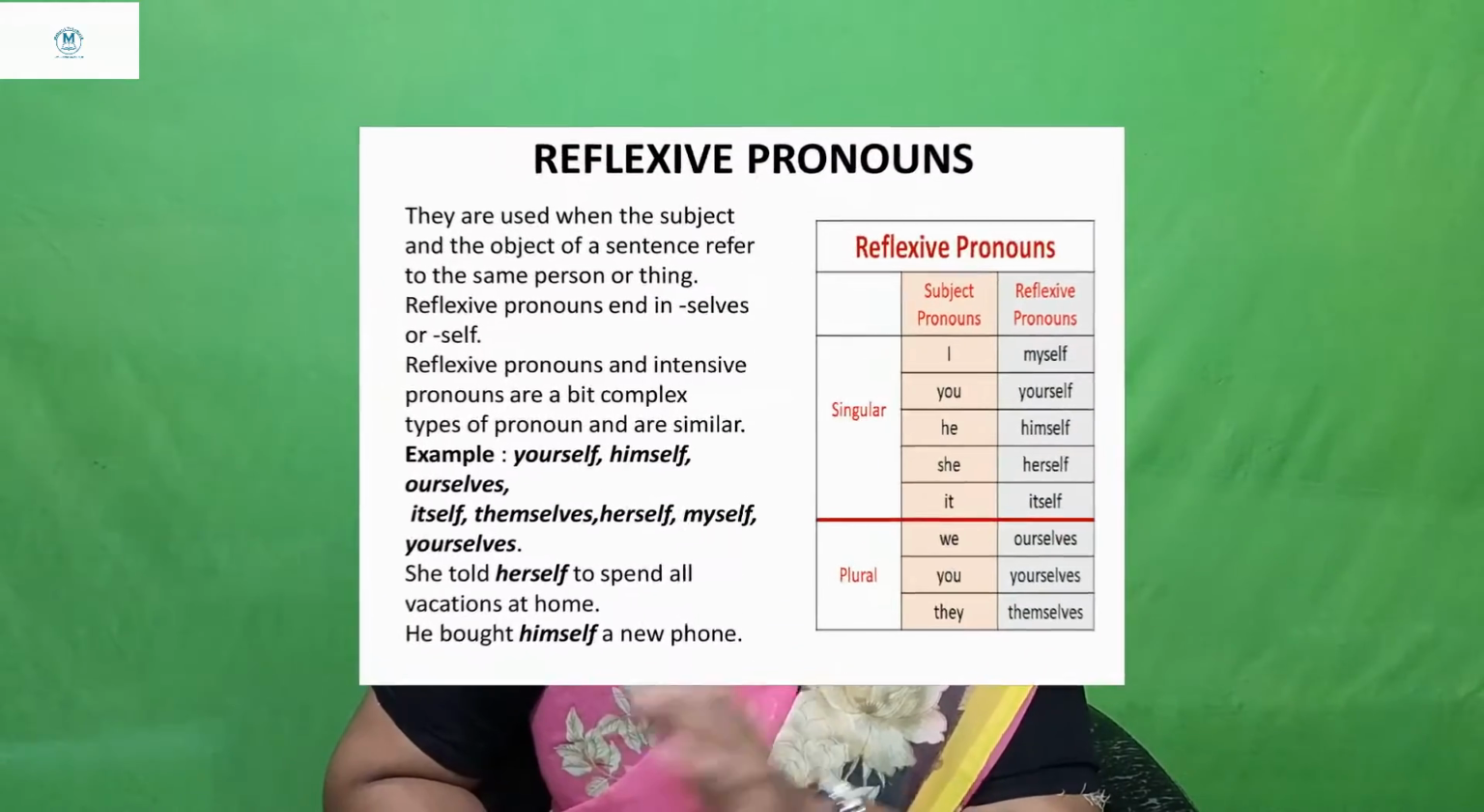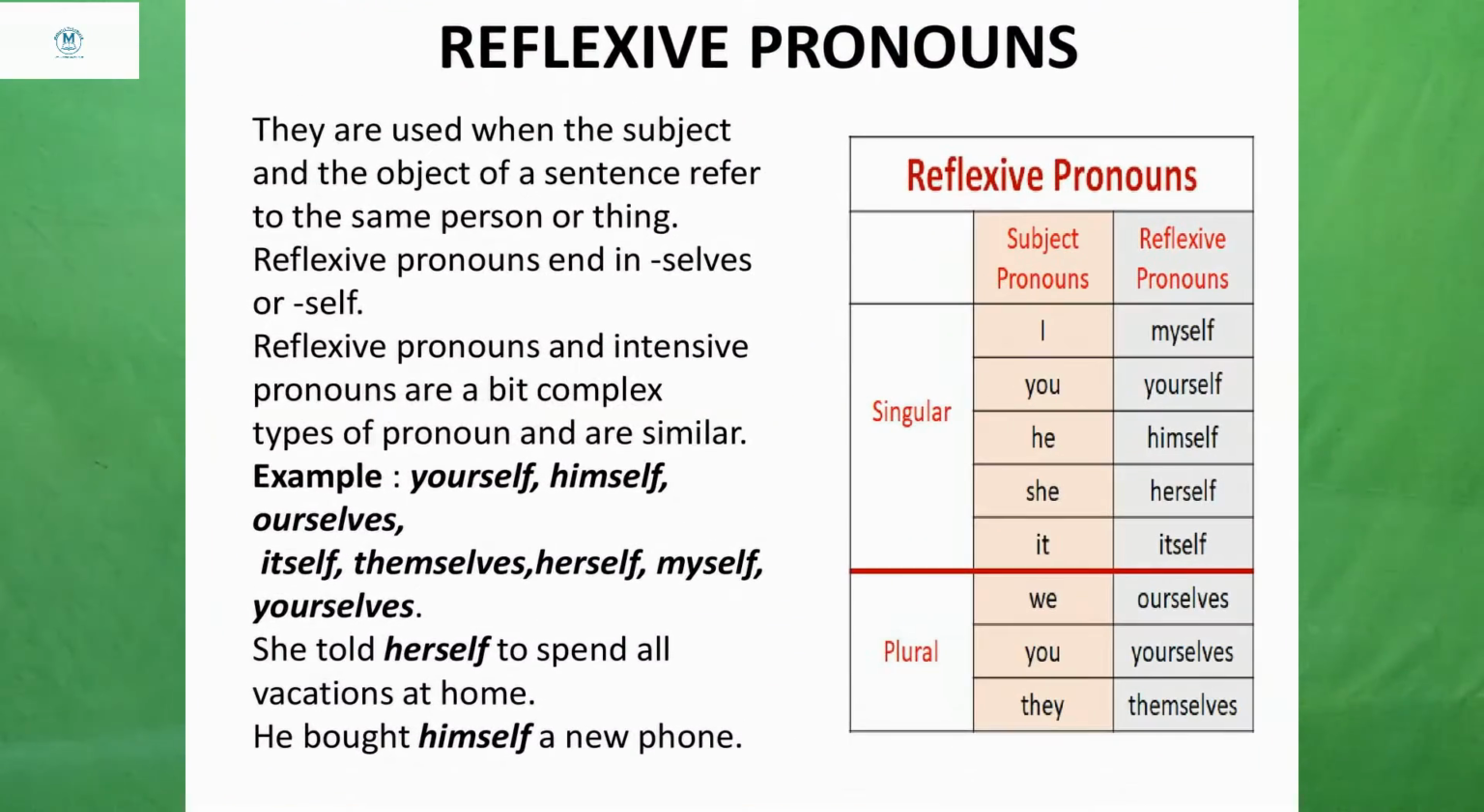What are reflexive pronouns? They are used when the subject and the object of a sentence refer to the same person or thing. When you are discussing some scenario in a sentence, and the subject and the object belong to the same person or thing, in that situation we use reflexive pronouns. Reflexive pronouns and intensive pronouns are a bit complex. Understood? They are somewhat similar.